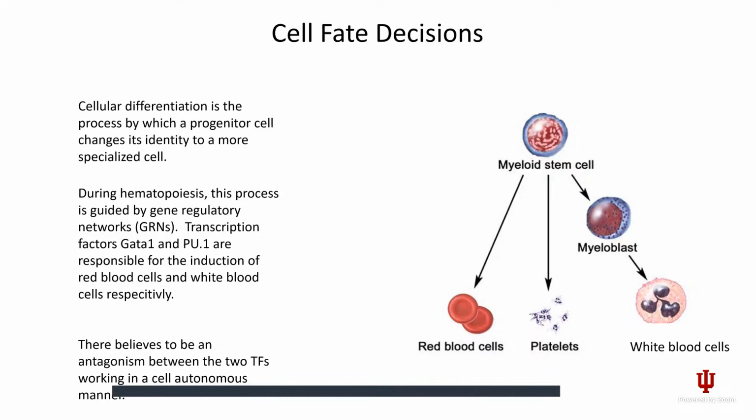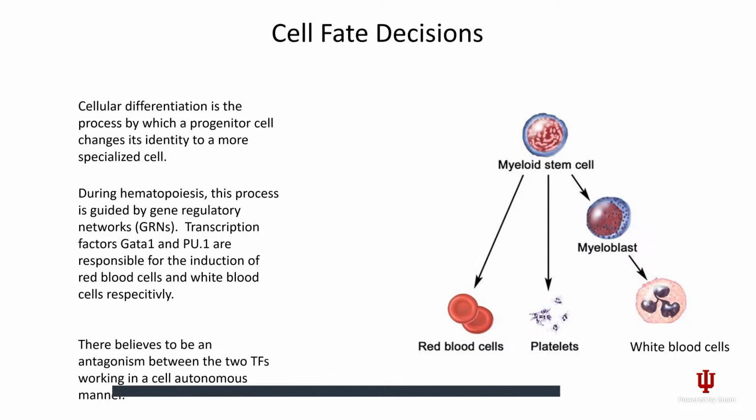a progenitor cell, seen here as a myeloid stem cell, which is a multipotent stem cell, meaning that it can take on very different traits or fates. And all of this depends on induction of GRNs through different transcription factors. So for example, the transcription factor GATA1 will induce the myeloid stem cell to take a more red blood fate, where PU.1 will make the myeloid stem cell go towards a more white blood cell fate.